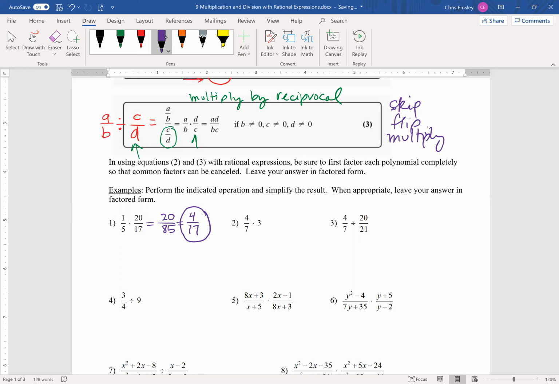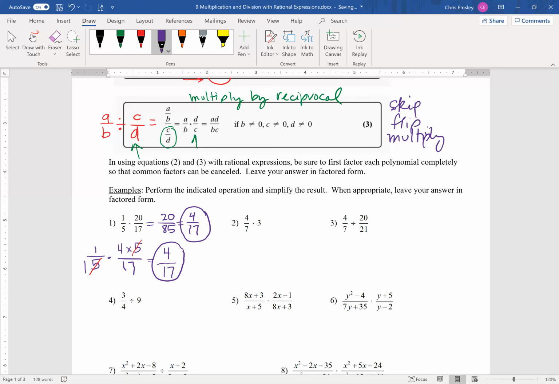Another way we could have done this problem is to factor all of these numbers before we do any multiplying. So we have 1 over 5, those don't factor, but 20 can be factored as 4 times 5. Then we can cancel any common factors in the top and the bottom. This 5 cancels with that 5. Up top, we just end up with 1 times 4, which is 4. When the 5 cancels, that's really a 1 left behind, and 1 times 17 is 17. So you can either reduce at the end or reduce at the beginning. It doesn't matter. We get the same answer.